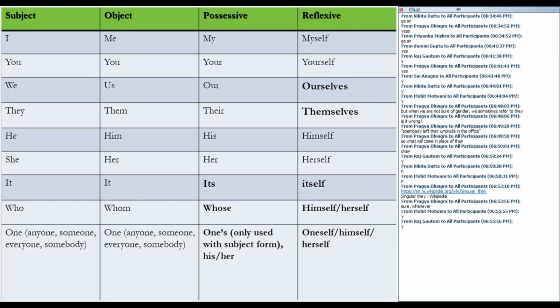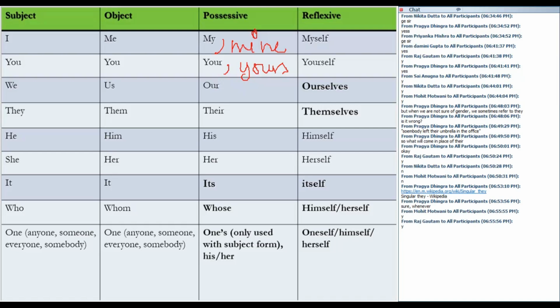We all know that when you use the pronoun I, it is the subject. The objective form is me. The possessive form is my or mine. It can be both my or mine. And the reflexive form is myself. For the pronoun you, the subjective and the objective form are the same. Possessive form is your. Some people also use yours. And the reflexive form is yourself.